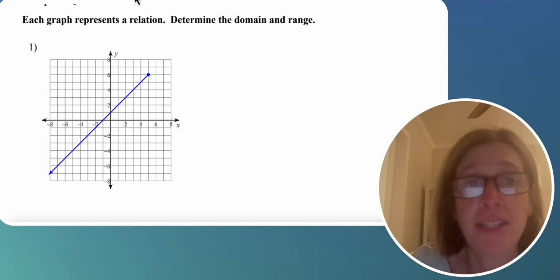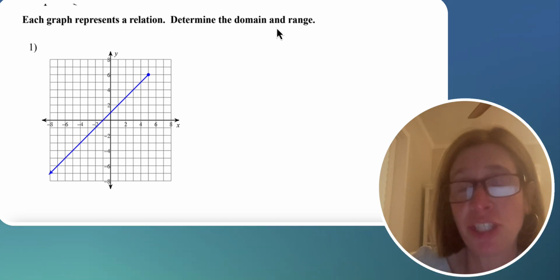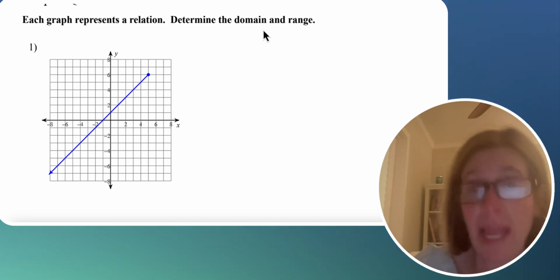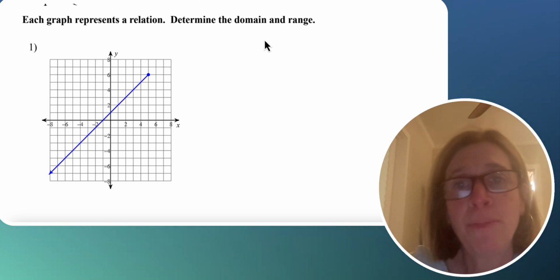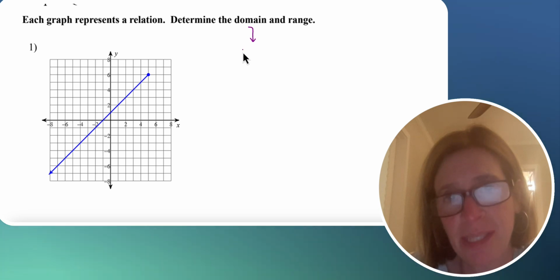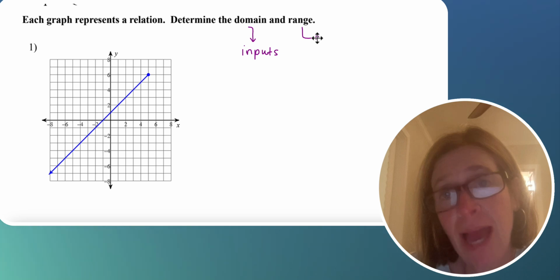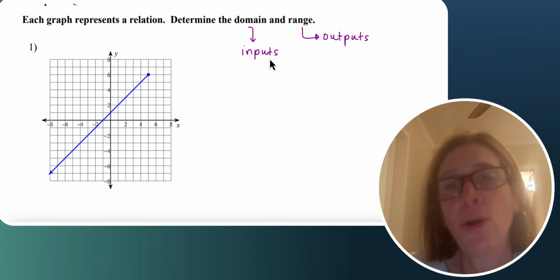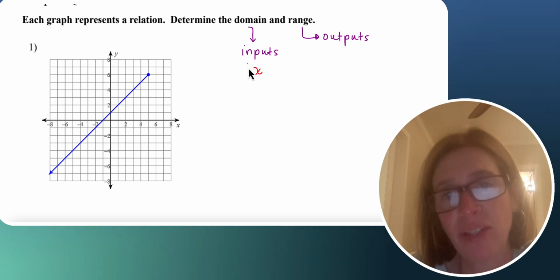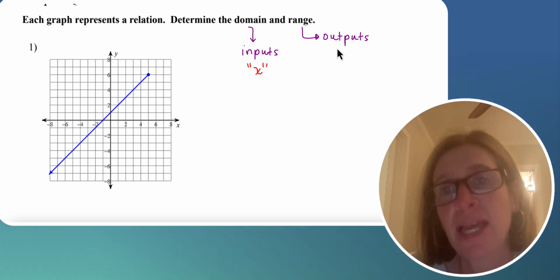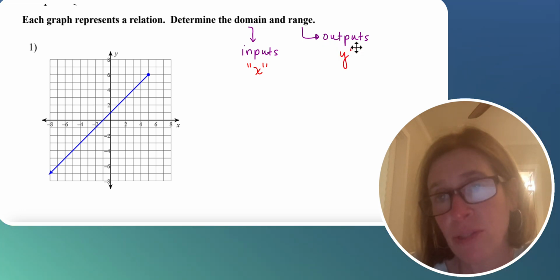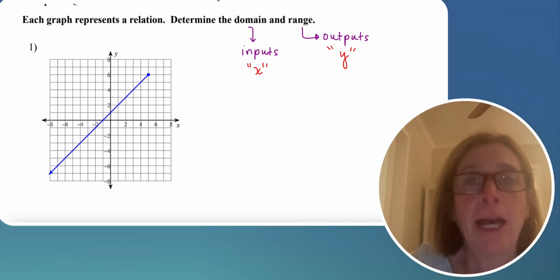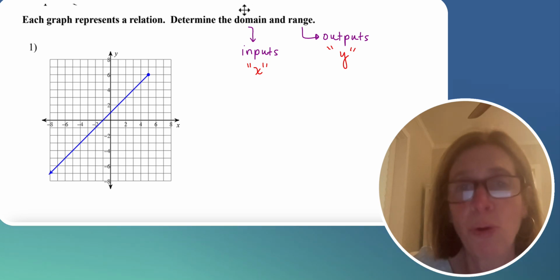So I think it's important for us to remember that the domains and ranges can exist in both relations and functions. Domain relates to the inputs of a relation, and range relates to the outputs of a relation. And when we're looking at equations, we always say that inputs are our x values, our independent variables, and outputs are our y values, our dependent variables. So, think of your ordered pairs.